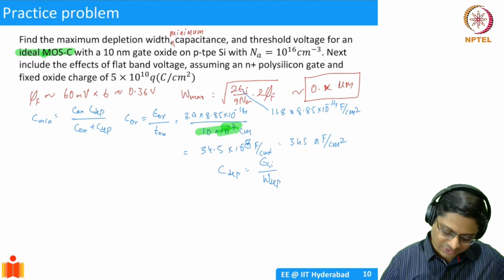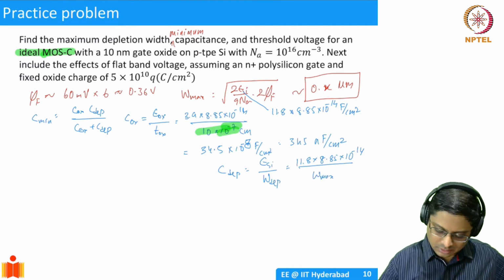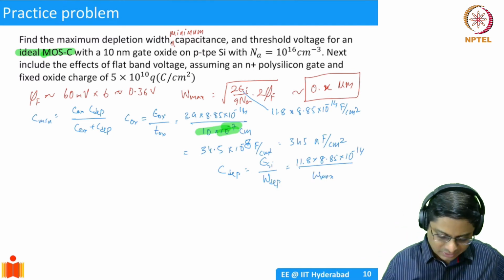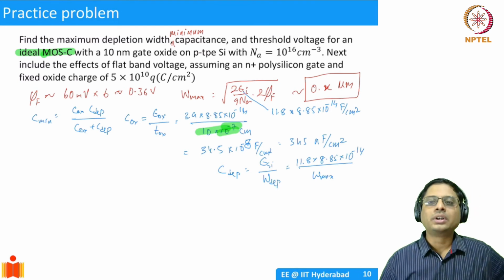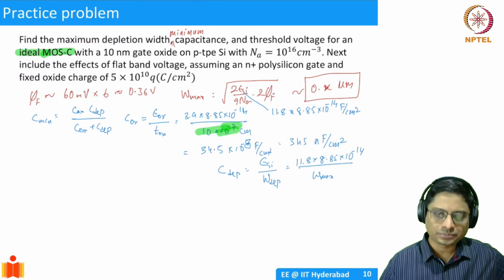Once you calculate C min, this is going to be 11.8 into 8.85 into 10 power minus 14 divided by something that's going to come, W max. Right? That's farad per centimeter, so it will come out. Good. So the other parameter that they want us to calculate is Vt.